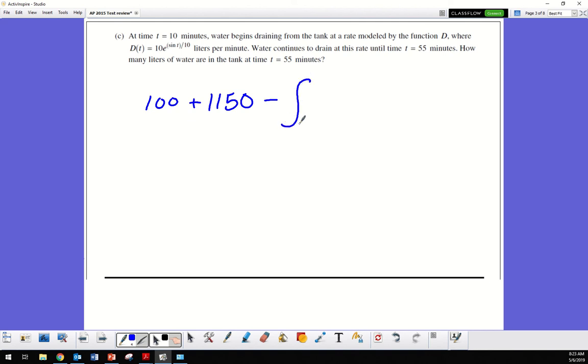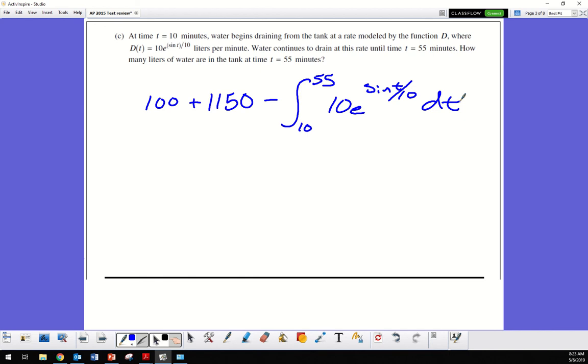Oh, 10 to 55. Very good. So 10 to 55, because at time t, it starts this one right here. And then I'm going to do my 10e to the sine t over 10, and that's going to be dt, right? Okay, how many liters of water are in the tank?